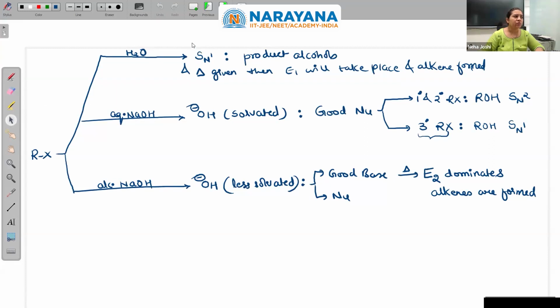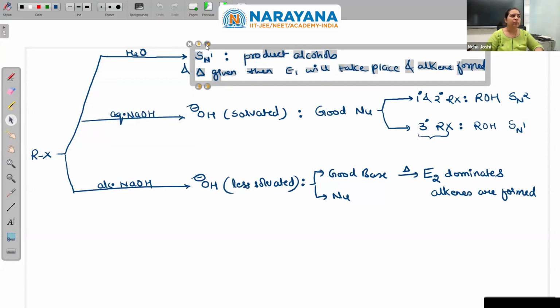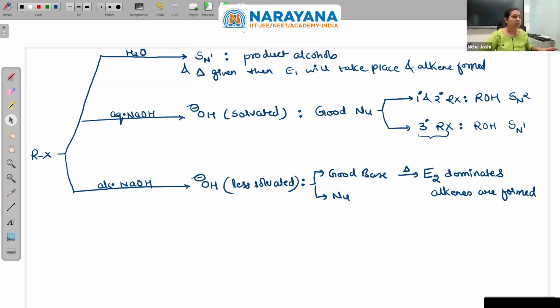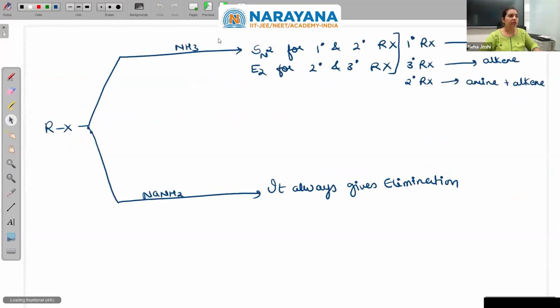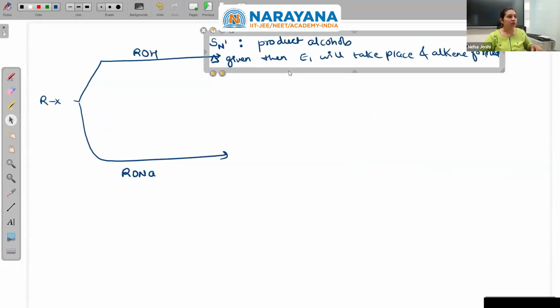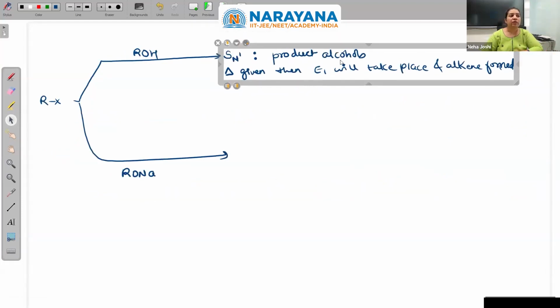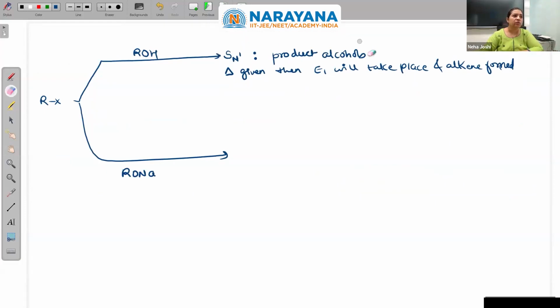That is SN1. When to form SN1, when to form SN2, the same repeat will be observed. SN1 products will be, of course, there will be change. What will the products be? Ethers. The product will be ethers. Heat given, then it shifts to E1, and alkene will be formed.